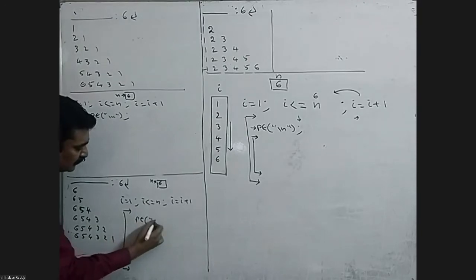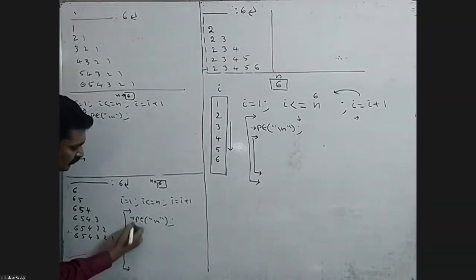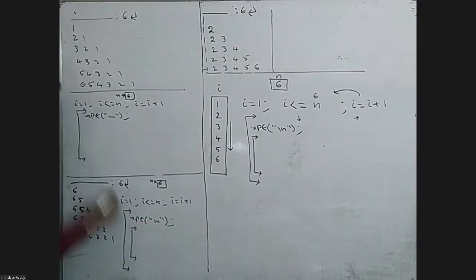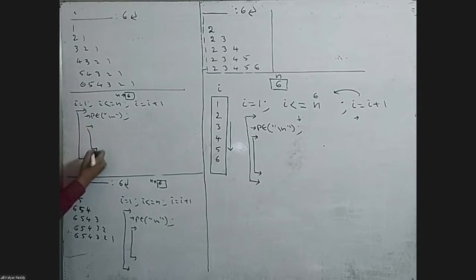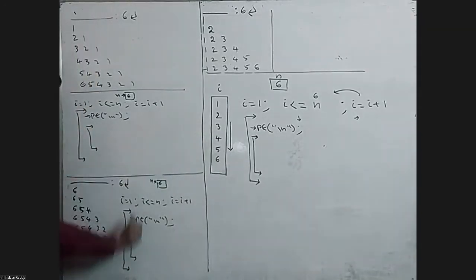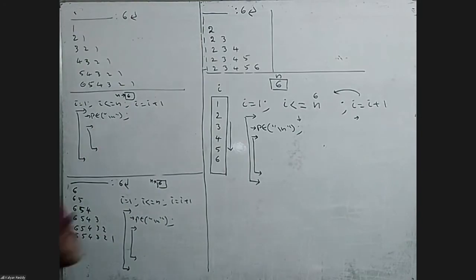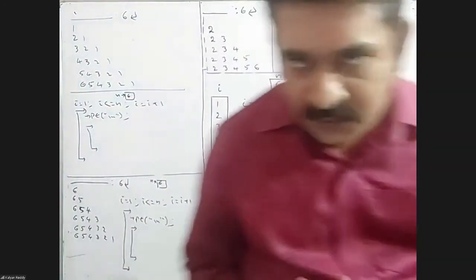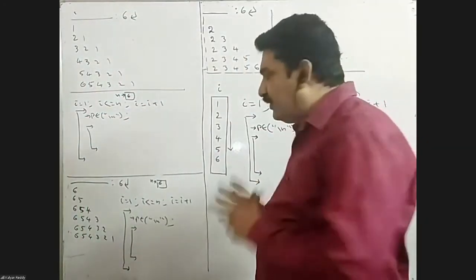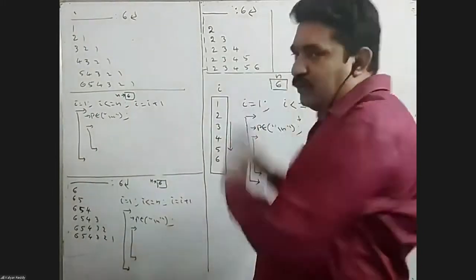printf slash n. Here inner loop is required. Here 6 lines, here also 6 lines, here also 6 lines. Now inner loop needs to take responsibility to print the numbers according to the required format.